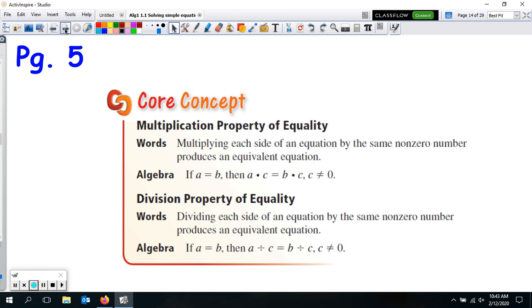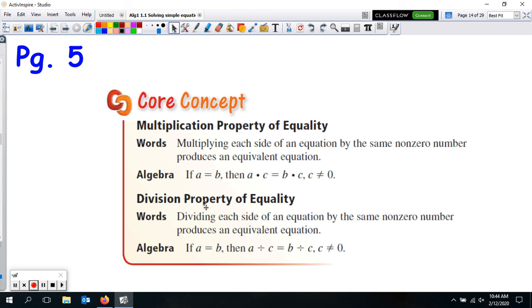Okay, our next core concept. Back to page 5, we see the multiplication and the division property of equality. So this is where we're going to just multiply. Whatever we multiply to one side, we're going to multiply to the same thing to the other side. So if you times this side by c, you're going to times that side by c. This is dividing both sides. So if you divide by c on this side, you're going to divide by c on the other side.